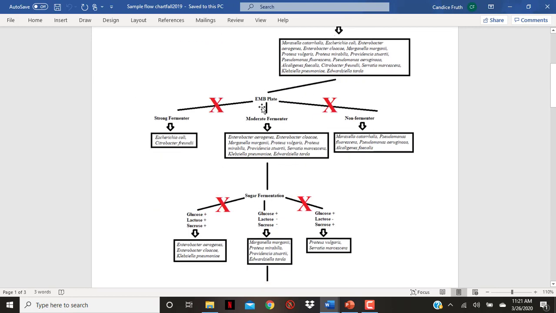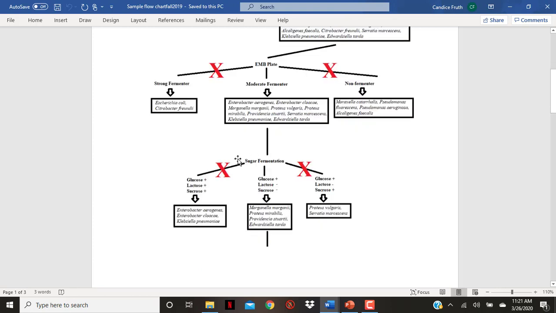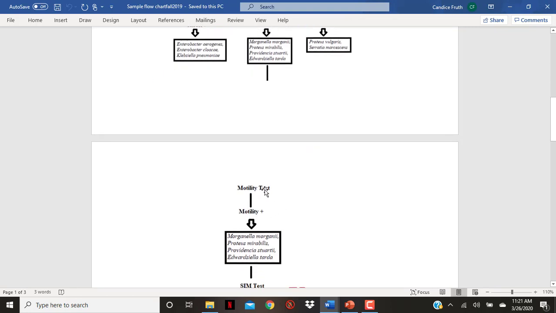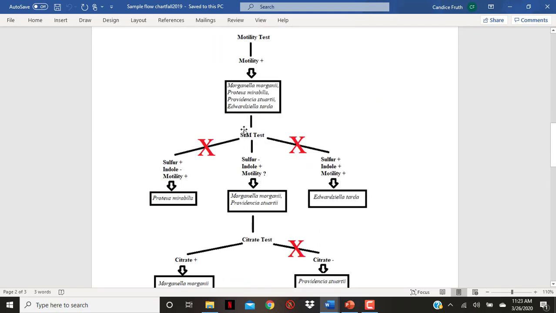They then set up an EMB plate and found that their bacteria was a moderate fermenter. Looking at the PR fermentation, they found that their bacteria was able to ferment glucose, but not lactose and sucrose, thus narrowing down their options. They performed a motility test and found that their bacteria was motile. They then conducted a SIM test and found that their bacteria reduced sulfur, reduced indole, and motility was inconclusive.